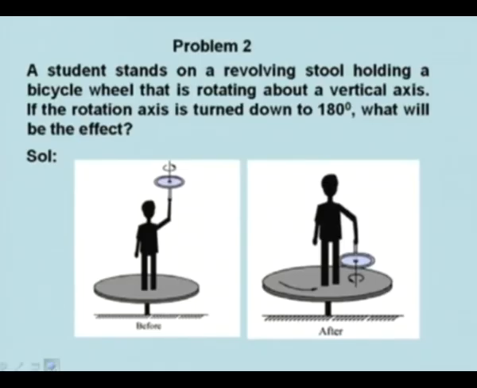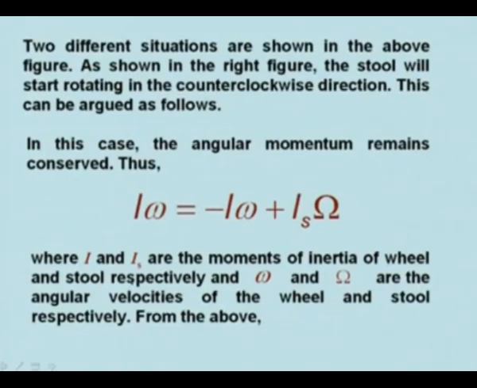I will end this lecture by giving another simple example. A student stands on a revolving stool holding a bicycle wheel that is rotating about a vertical axis. If the rotation axis is turned through 180 degrees, what will be the effect? So, you know that it is like this before and after. These two different situations are shown.